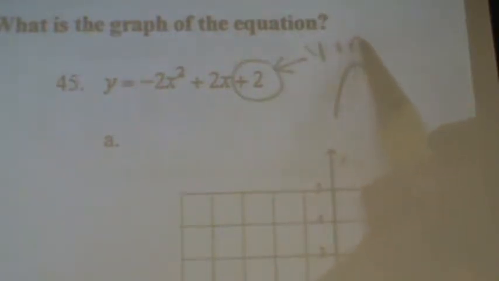So no, it can't be B. B is down below. Why can't it be? It's 2. It has to hit at 2, not -2. So it can't be B. It's not even a negative. So it's one of these two, A or C.